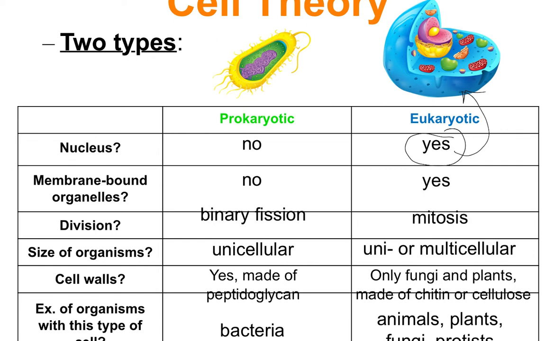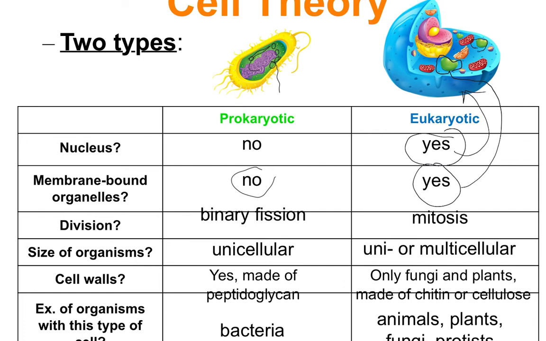Also, does it have membrane-bound organelles? In this prokaryote, the organelles, or little functioning systems inside, are just kind of floating around through the body. So it doesn't have anything that's really membrane-bound, whereas in this eukaryote, if you look, each of these little organelles is more separated and bound by a membrane.